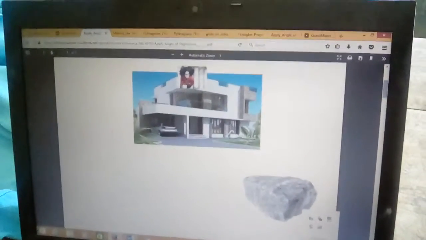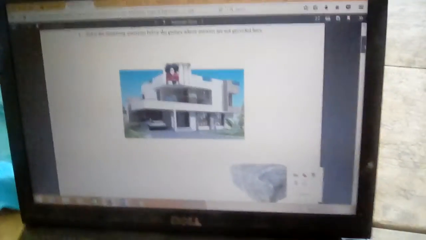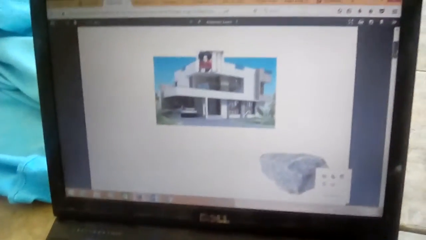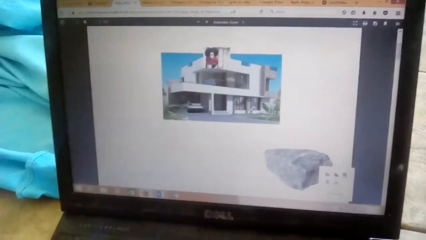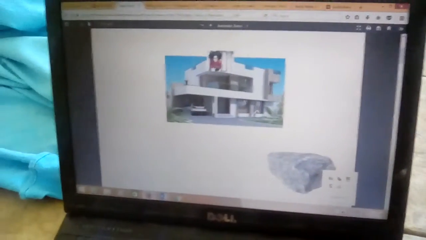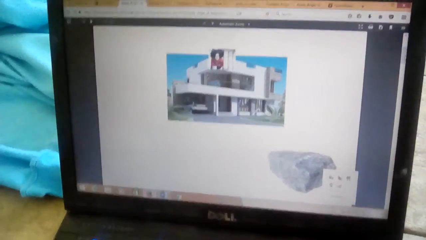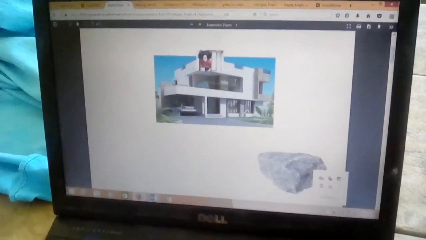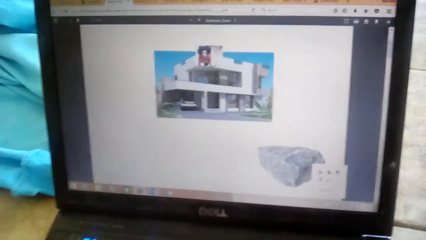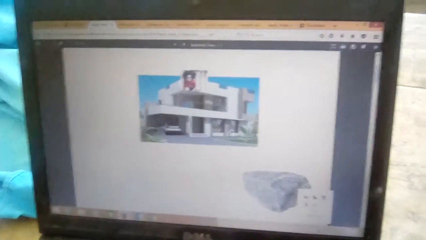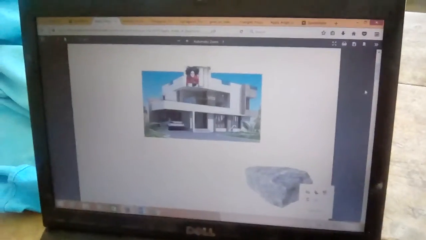We're going to discuss angle of depression. Angle of depression is an angle formed with an observer's eye, which is located on an elevated position, whereby the observer is looking at something below.